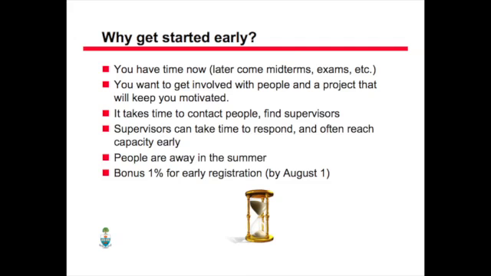And after that, they're within their right to say, I'm sorry, I can't take on any more students. Okay, so the good supervisors do go fast. Okay, and you do want to sign up. We have to encourage everyone: a 1% bonus mark if you register by August 1st.